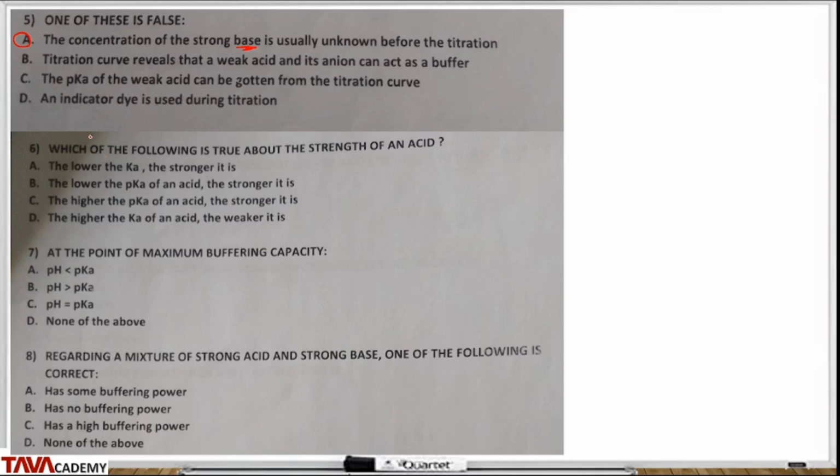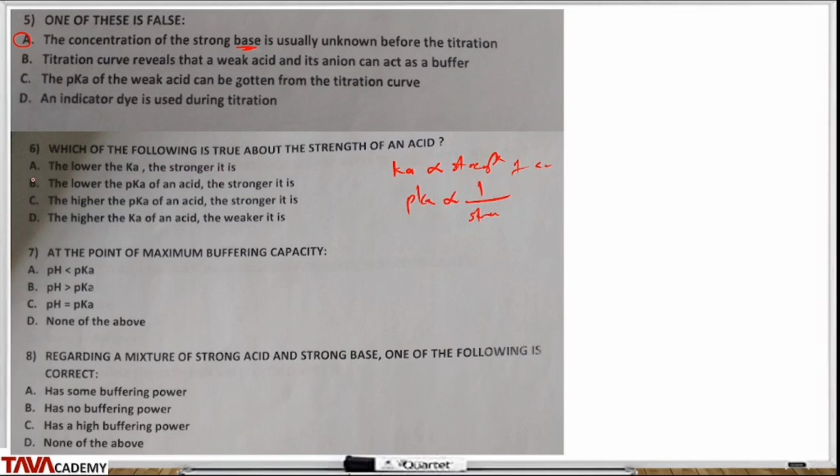Question 6 says, which of the following is true about the strength of an acid? The lower the pKa, the stronger the acid. That's not true. The lower the Ka, not pKa. The Ka is directly proportional to the strength of the acid, while the pKa is inversely proportional to the strength of the acid. So the lower the Ka is supposed to be, the weaker the acid. The lower the pKa, the stronger the acid.